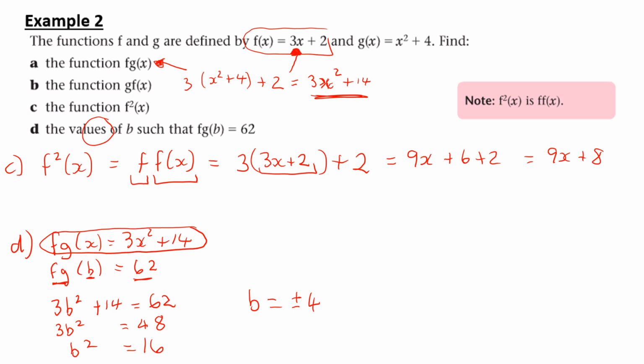So key things then so far. Composite functions are just ones where you have more than one function being performed. They're always written down in the opposite order to what they are performed in. So fg means that you do function g first and then function f. And f squared is just another way of saying do function f and then do that same function again.